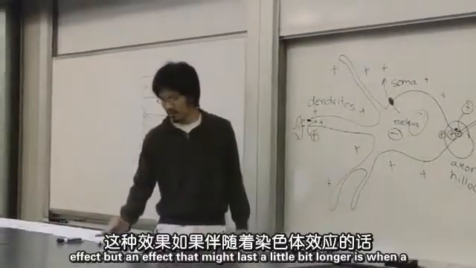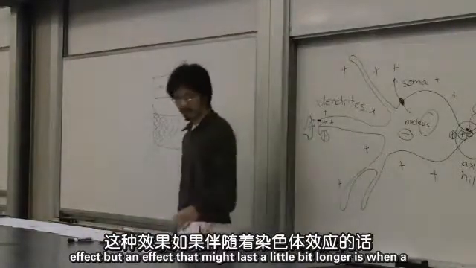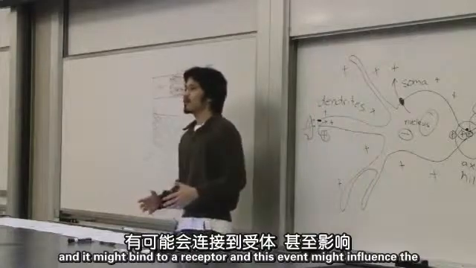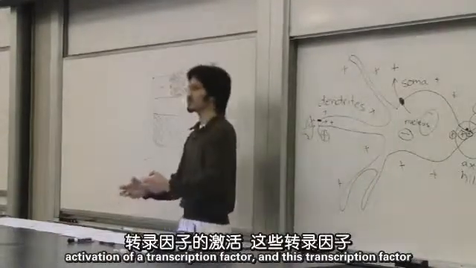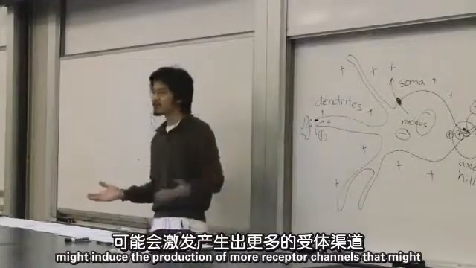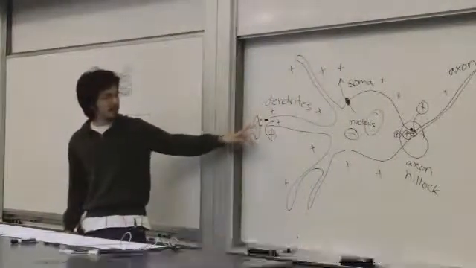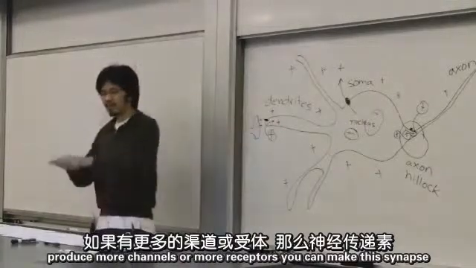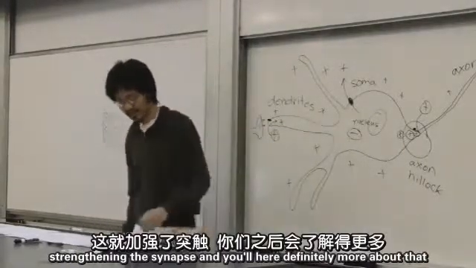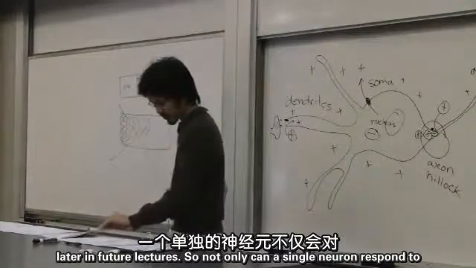So that's the immediate effect, but an effect that might last a little bit longer is when a genomic effect is induced. So a neurotransmitter might be released and it might bind to a receptor, and this event might influence the activation of a transcription factor. And this transcription factor might induce the production of more receptor channels that might find their way onto the dendrite here. So if you produce more channels or more receptors, you can make this synapse more responsive to the same amount of neurotransmitter. So that's strengthening the synapse. And you'll hear definitely more about that in future lectures.